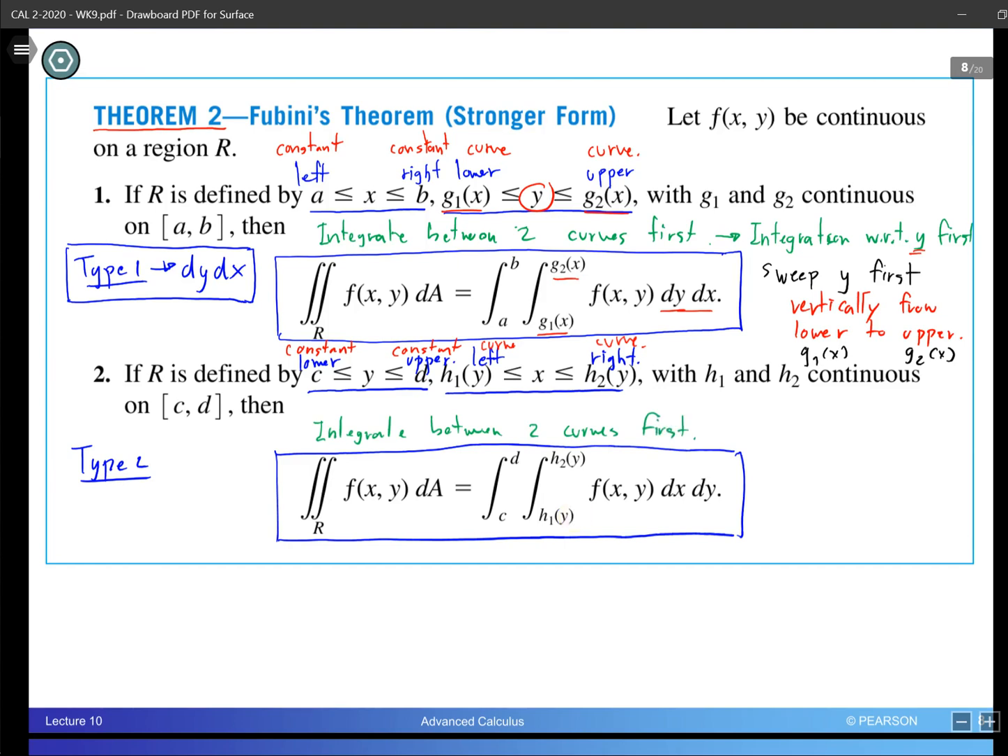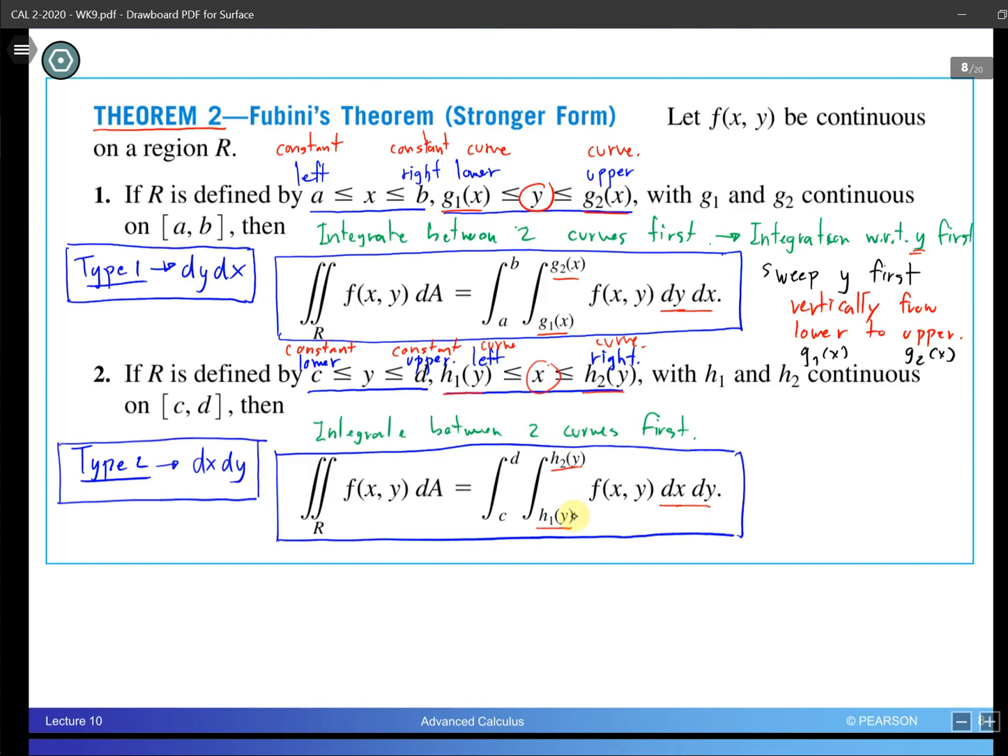So two curves, talking about two functions, and it's going to be this h1y and h2y. So we are going to integrate between them first, and when it comes to these two functions, it's about the x variable. And that's why we need to integrate with respect to x first and then y later. And that's how we know that for type 2, it's going to be this order, dx and dy.